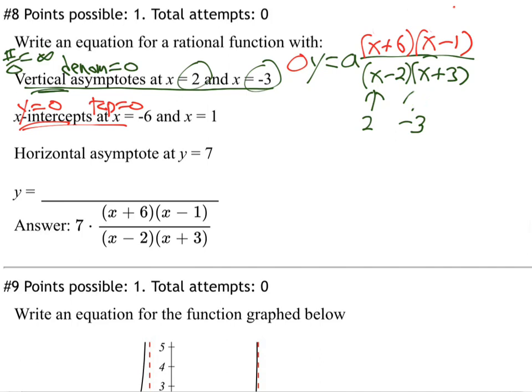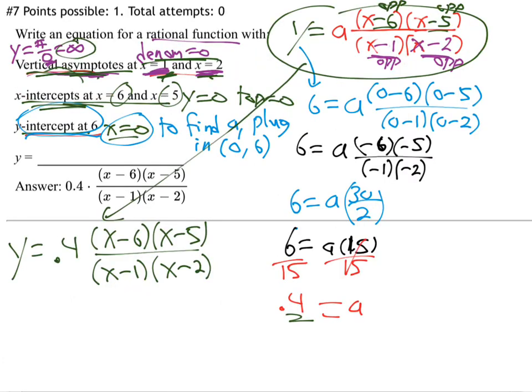Now what we've got left to do is find A. So how do we find A? Well, on the last problem, we found A because they gave us the y-intercept was 6. That means x is 0, y is 6 go together, right? Because a y-intercept is always x 0. So I plugged in 6 for y and 0 for x everywhere, and found it.